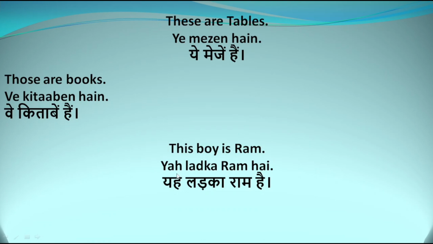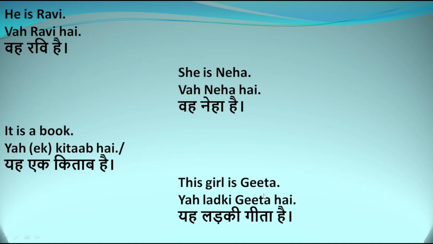This boy is Ram. This is यह, boy is लड़का, is Ram, राम है. यह लड़का राम है और conversationally we can say ये लड़का राम है. He is रवि. वह रवि है. She is नेहा. वह नेहा है. It is a book. यह किताब है और ये किताब है. This girl is गीता. ये लड़की गीता है.